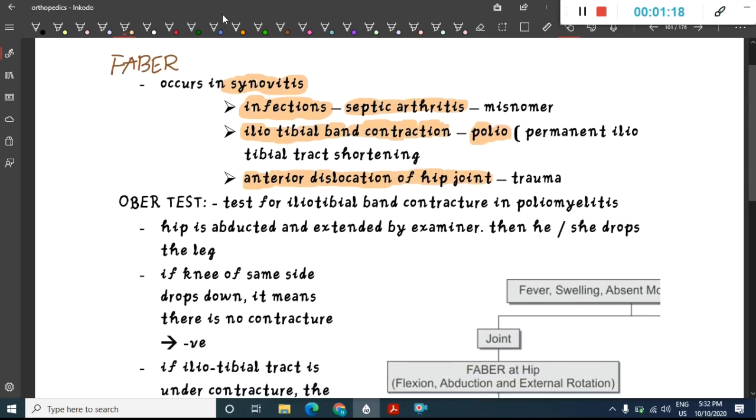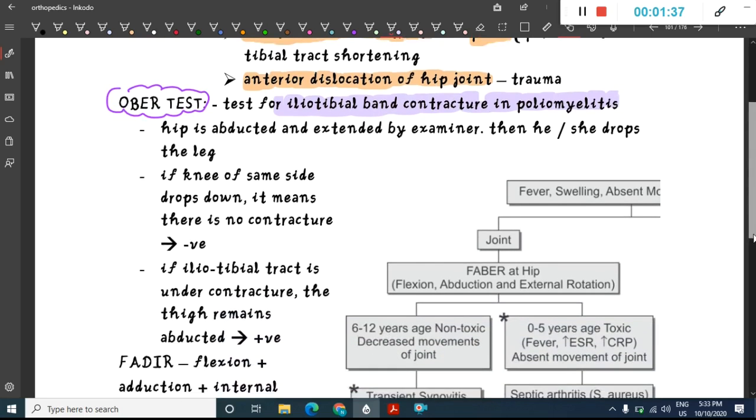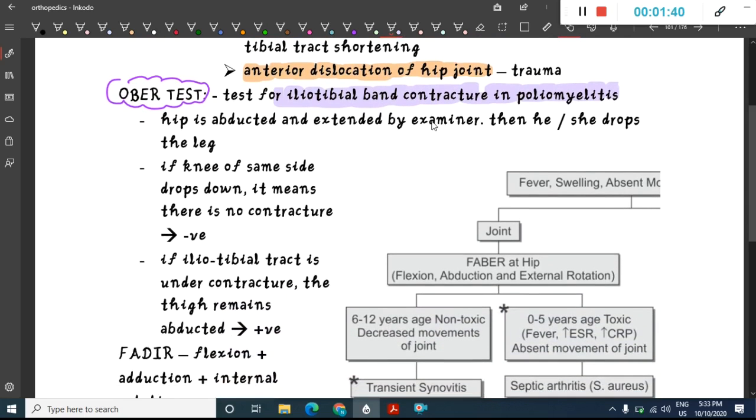Then we have the test which is done for iliotibial contraction, and this is called the Ober test. So what is this Ober test? This is mainly done for diagnosing iliotibial contracture in poliomyelitis. If you see it here, the hip is in flexion, abduction and external rotation. The hip is abducted and extended by the examiner. First he will abduct the hip and extend.